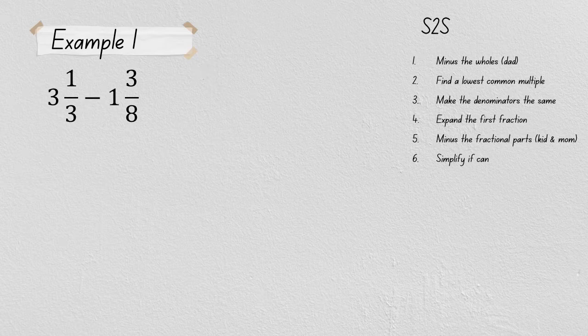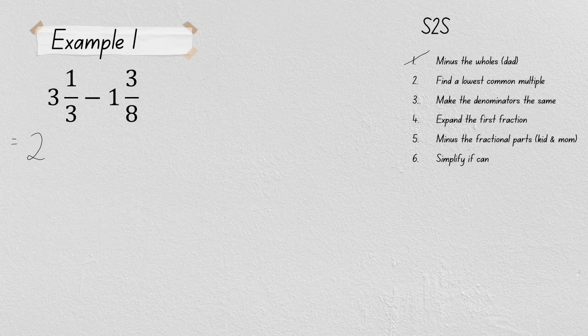So step 1, minus the wholes, which are the dad. So the dads are 3 minus 1, so 3 minus 1 gives us 2. That is step 1. Step 2, find a lowest common multiple. For some of you, you can immediately see this, but if you want to be on the safe side, you can always list out the multiples of 3 and 8 and find its lowest common multiple.